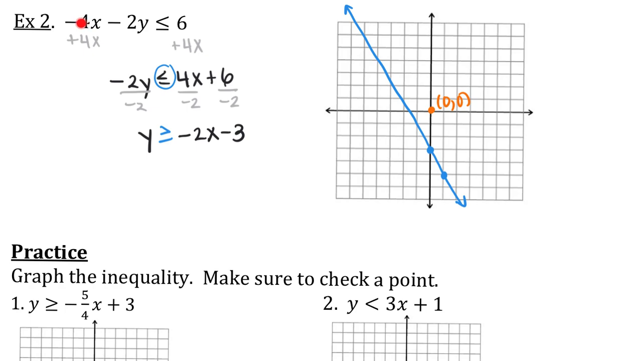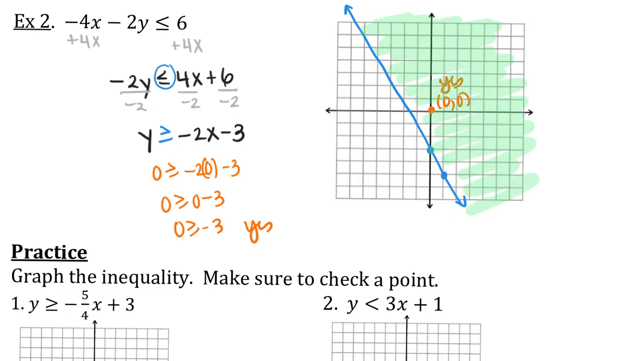If I plug it in the original, 4 times 0, that's 0. Minus 0, is that less than 6? Yes. If I plug it in down here, 0 is greater or equal to negative 2 times 0, which is 0, minus 3. 0 is greater or equal to 0 minus 3. Yes. So no matter where I plug it in, I get yes. If you're worried you're going to make a mistake or forget to switch this, then plug it into the original. Okay, so what am I shading? I'm shading the side with the 0, 0.